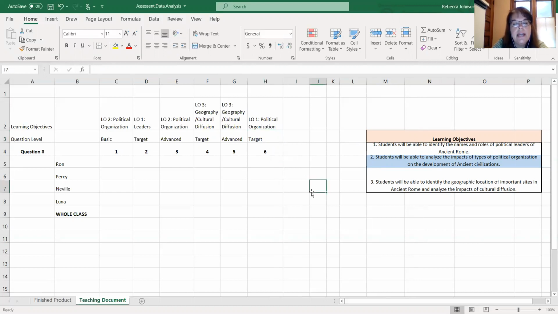Okay, so now I'm looking at my test, and instead of just saying, most of my students got a C, most of my students got a B, I can say, how did my students do on advanced questions? How did my students do on target questions? How did my students do with geography? Did they learn the geography and cultural diffusion things that I taught? Did they learn about the leaders? Do they know something about political organizations? Do my students know empire and republics?